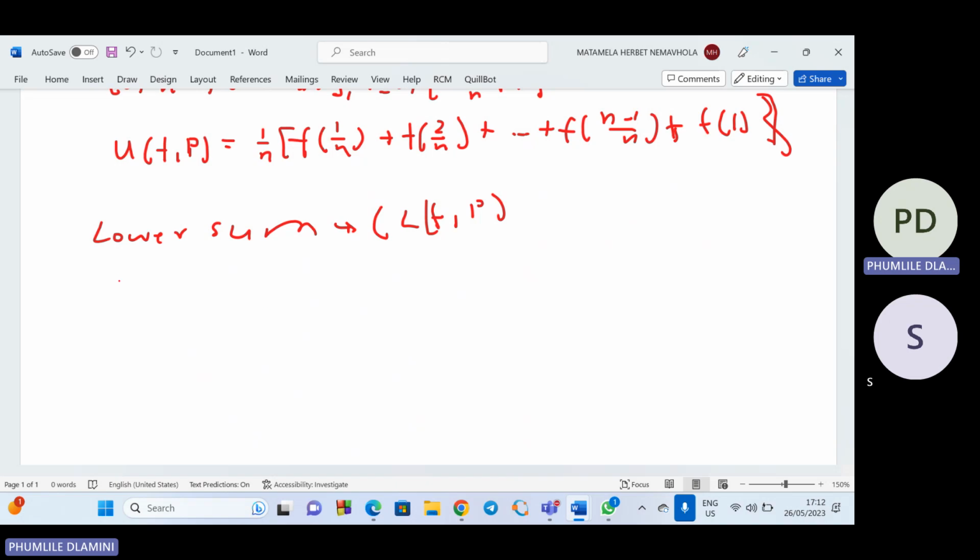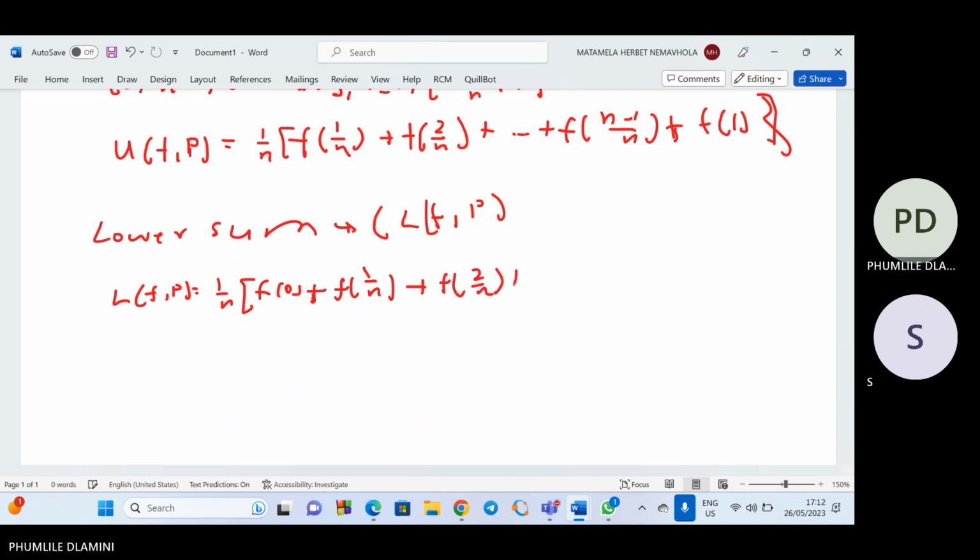In this case, the subintervals are the same, 0 to 1 over n, the way I've written it at first. But our L of f of P is going to be equal to 1 over n, whereby we start at f of 0 on the left side, then plus f of 1 over n, plus f of 2 over n, plus, up to f of n minus 1 over n.